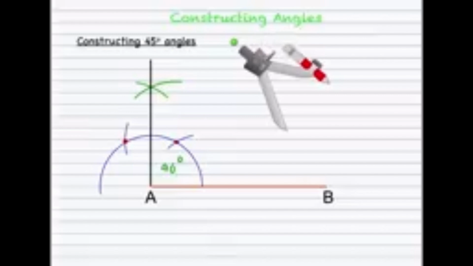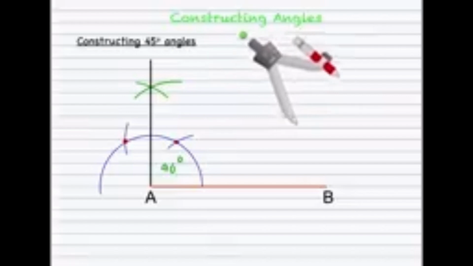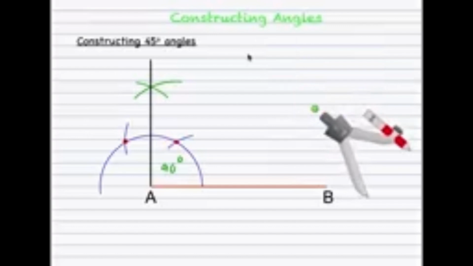Alright, and the last construction I'll look at is that of the 45-degree angle. Now 45 degrees is just a half of 90 degrees, right? So if I could bisect a 90-degree angle, then I would end up with a 45-degree angle. So assume that I already had a 90-degree angle drawn like here, then all I would need to do is to bisect it.